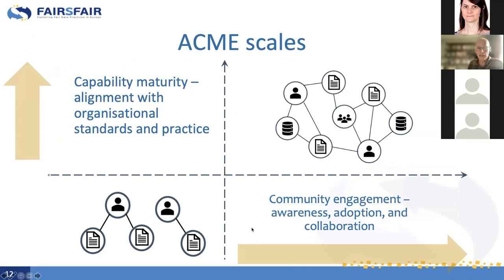We've used similar kinds of three-level scales, but in this framework we're trying to separate out maturity, which we use in a way that's hopefully consistent with capability maturity models elsewhere. So using that to refer to alignment with organizational standards, and separating out community engagement, awareness, adoption, and collaboration.